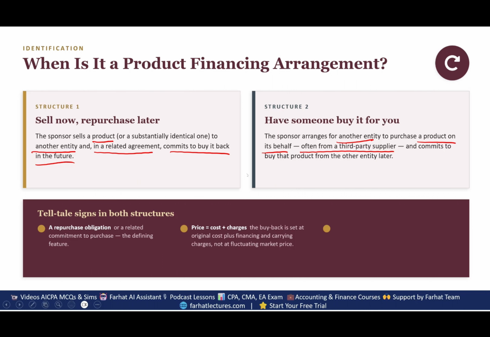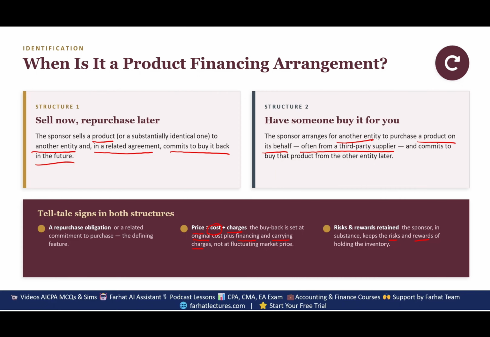That's basically what you are doing. So the price to buy it back is the cost plus charge. The buyback is set at the original cost plus a financing and sometimes carrying charges, not a fluctuating market price. The risk and reward stays with the sponsor, and this is important because the sponsor keeps the product. They have control over the product. You cannot resell it to anyone else. You're going to buy it back from them. They keep the risk and they keep the reward of holding the inventory. Therefore, it's not a sale.